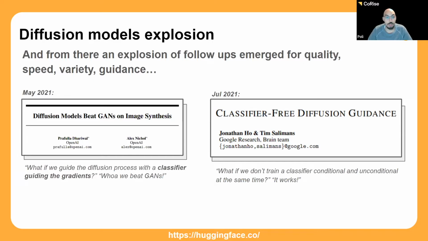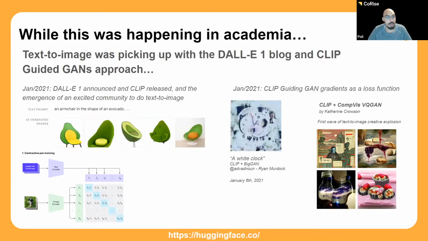Then in July 2021, a new paper was out talking about classifier-free guidance. So basically, what happened if you use the classifier guidance, but some non-classifier guidance, and it turns out it was actually better quality. So while this was happening in academia, while all these papers were coming out, text-to-image was picking up.